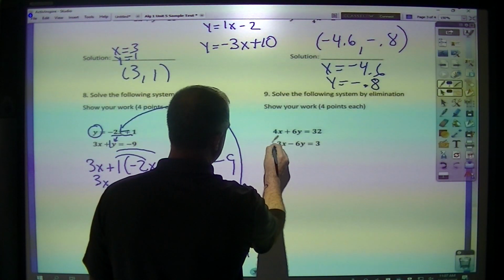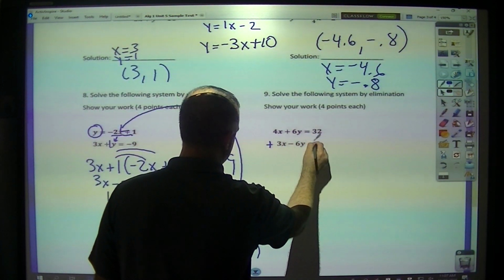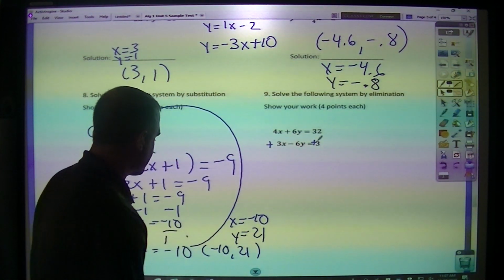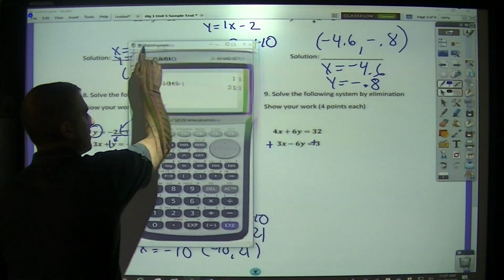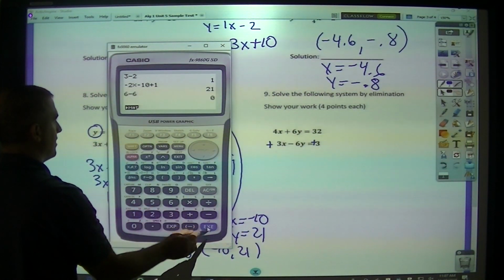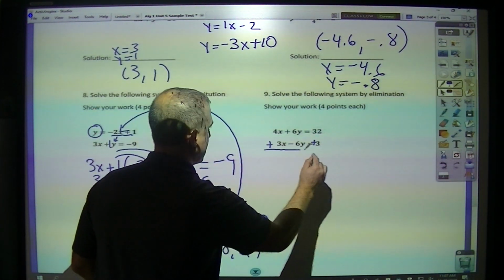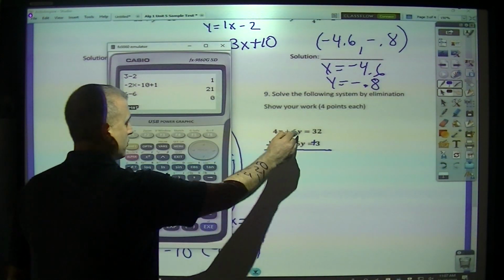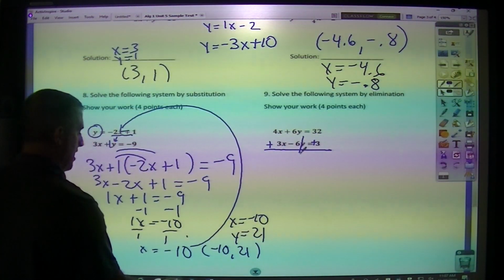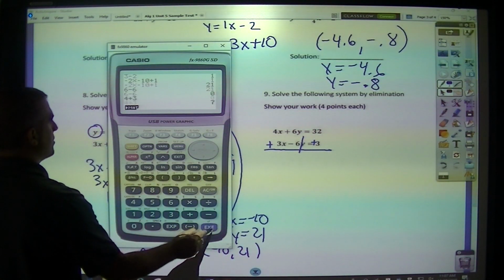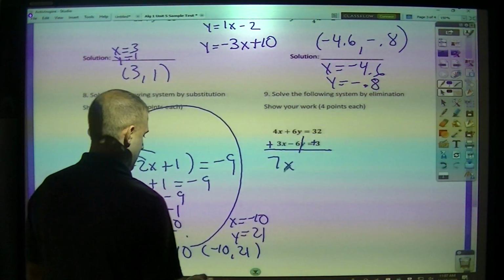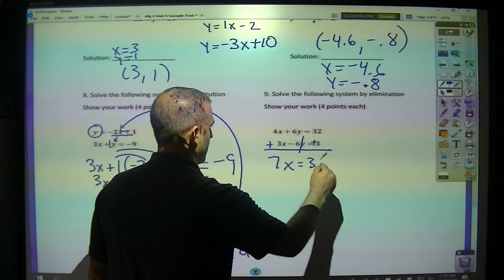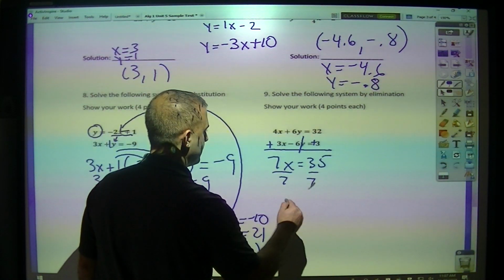Okay, solve by elimination. Now, what I want to do is make sure every operation exists here. So these are positive. Now what I want to see is that looks like that's going to eliminate. Let's test to see if it does. 6 minus 6 is 0, so that's good. I can keep the signs that I have. So this part goes away. Then I can do 4 plus 3, which is 7x, and 32 plus 3, which is 35. Solving for x is easy. I would divide by 7.